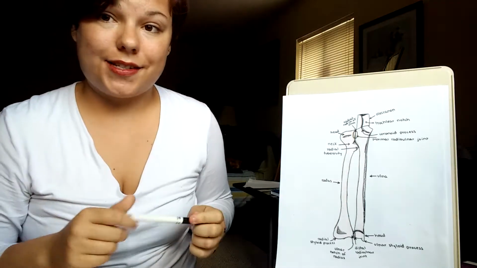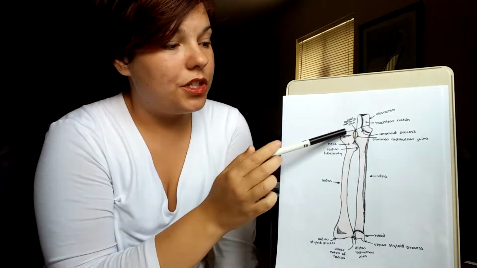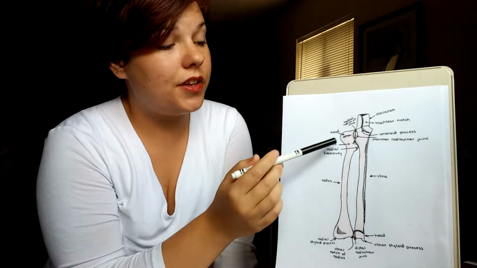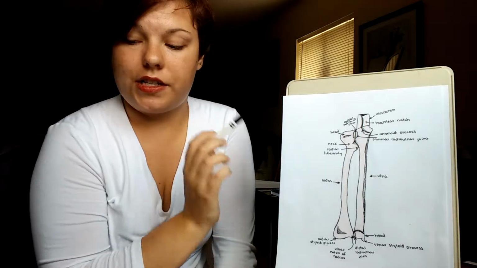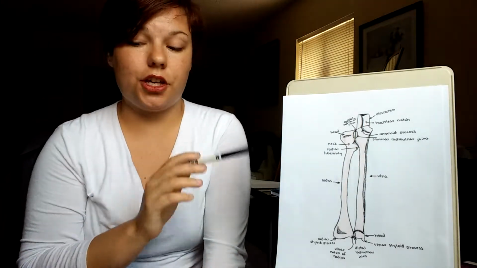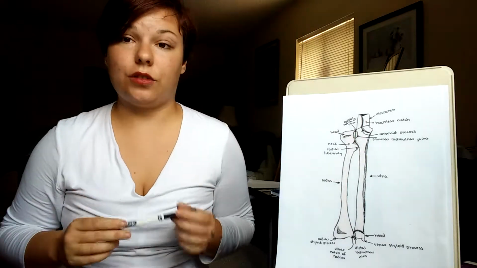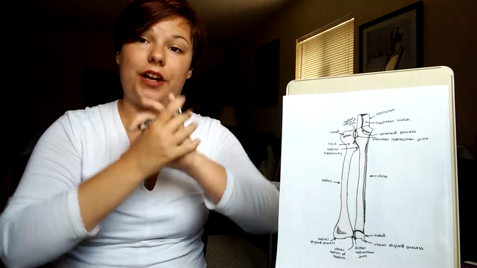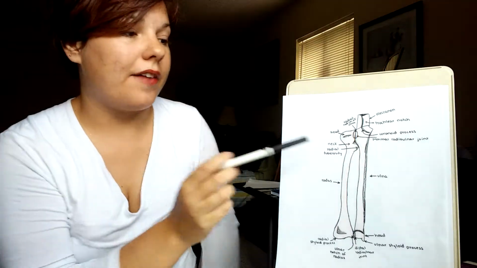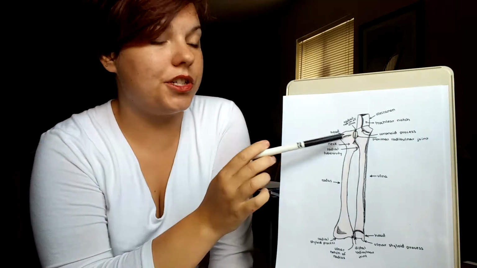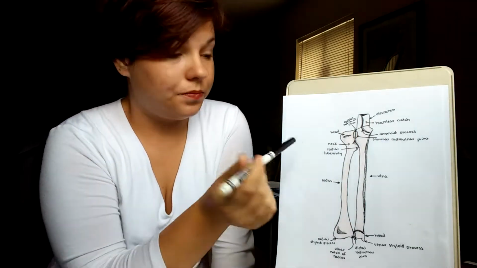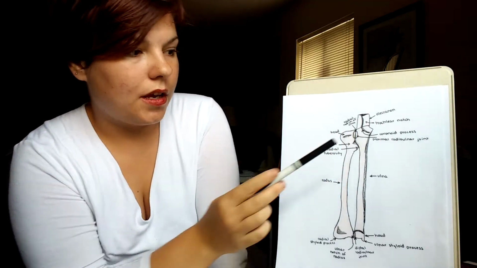Next, on the radius, we have the head. The surface of the head of the radius articulates with the capitulum of the humerus, and the outer margin articulates with the radial notch of the ulna, once again creating the proximal radial-ulnar joint. Next, we have the neck of the radius, which is immediately distal to the head.